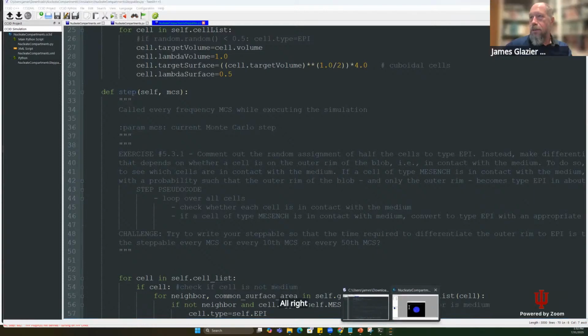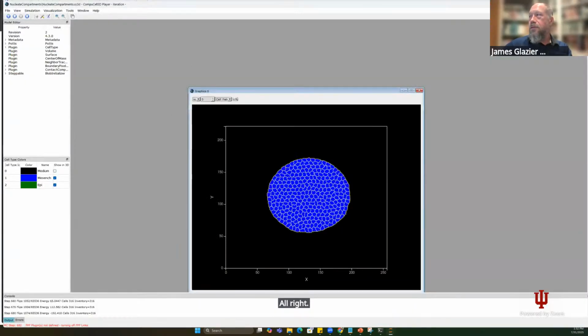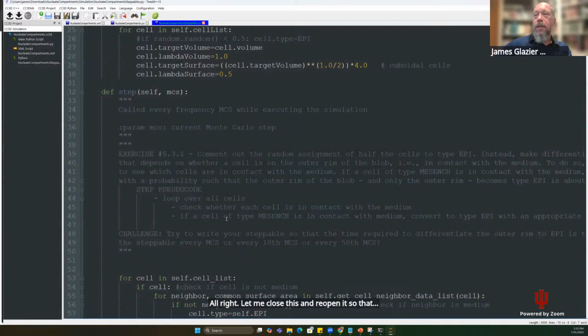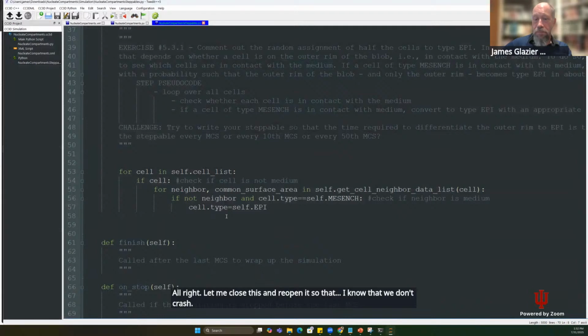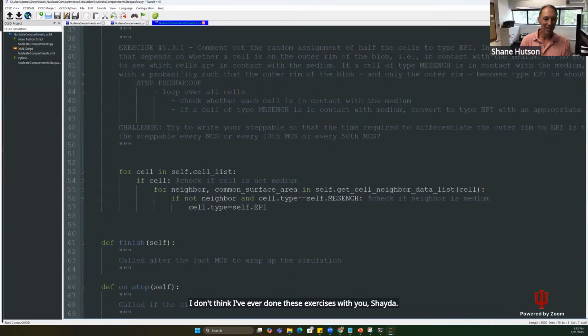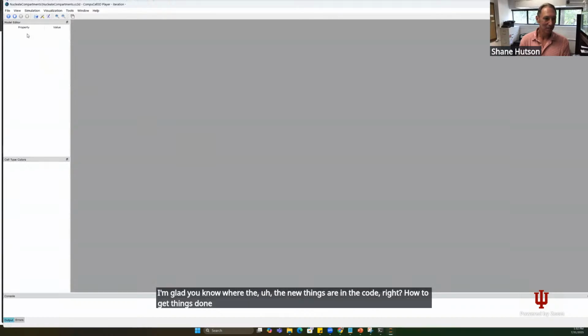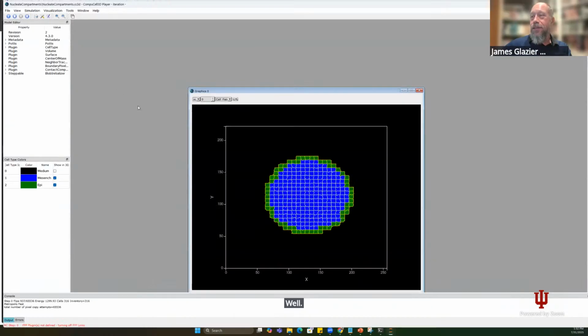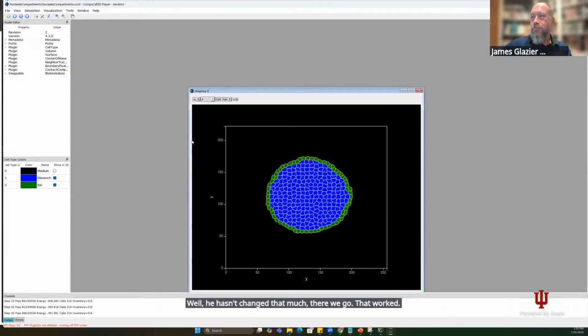All right. Let me close this and reopen it so that I know that we don't crash it. Did people try this? Are people trying it? Let me know if it works when you try it. I don't think I've ever done these exercises with you, Shane. I'm glad you know where the new things are in the code, how to get things done easily. Well, he hasn't changed that much. There we go. That worked. Great.